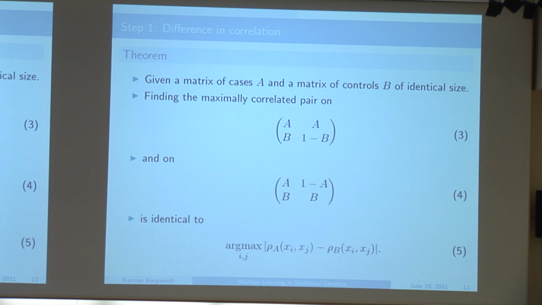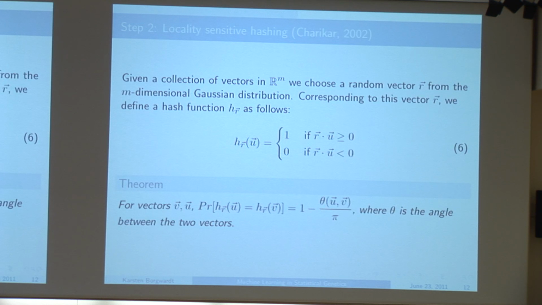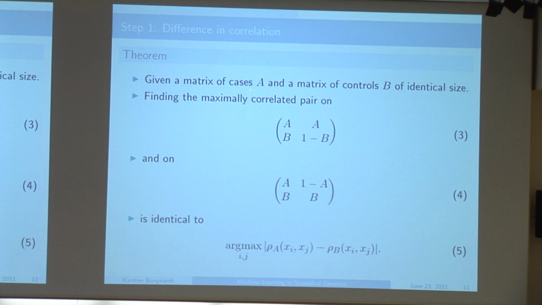So now we could compute the difference in correlation between two SNP pairs on cases and on controls. What we couldn't do so far was dealing with non-binary data. But this we overcame in the second step. And to do so, we used locality-sensitive hashing by Charikar from 2002. How does this binarization scheme work? Well, imagine that you are given what I call a SNP vector. A SNP vector would be one column of this matrix A, for example. It represents one SNP and the states of this SNP in a collection of M patients.